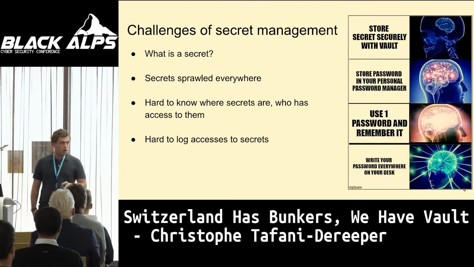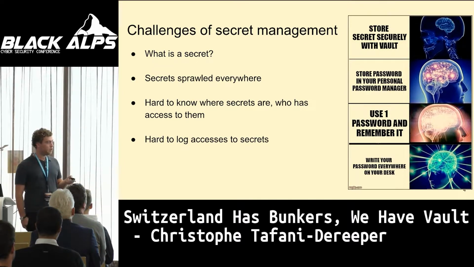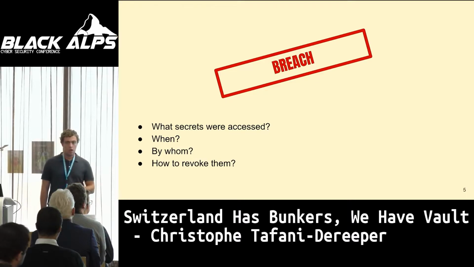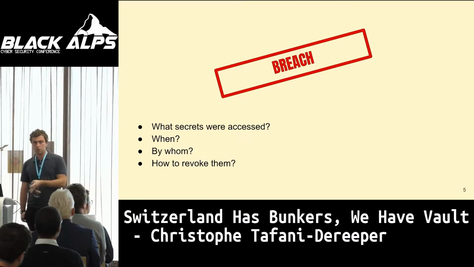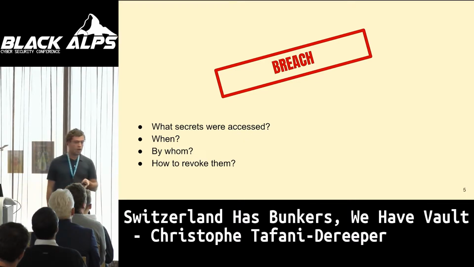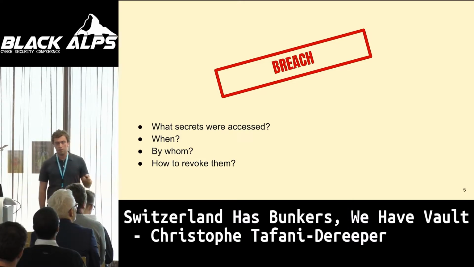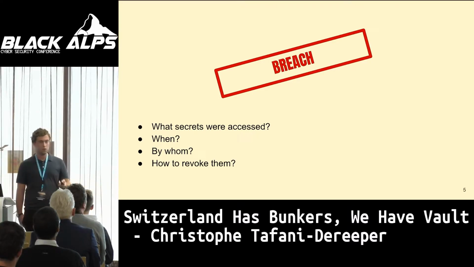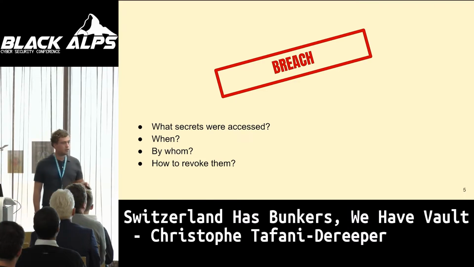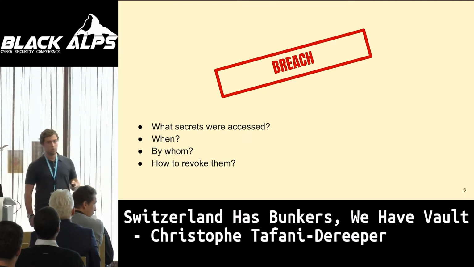And so this is often a problem when you have a breach, meaning that you have an application or a network that gets compromised, and then you want to identify the entry point of the breach. So what happened, what secret did the compromised application access, what can you do about it, how do you revoke them? These are the kinds of questions that we want to be able to answer with a solution like Vault.